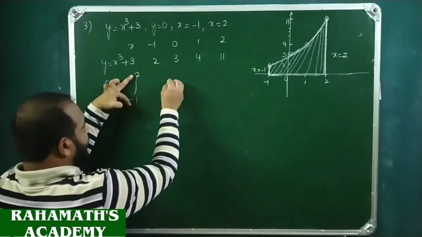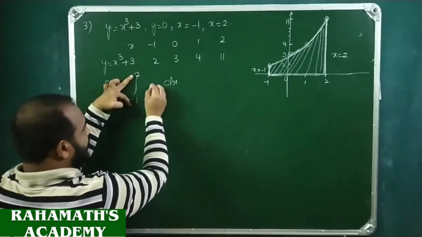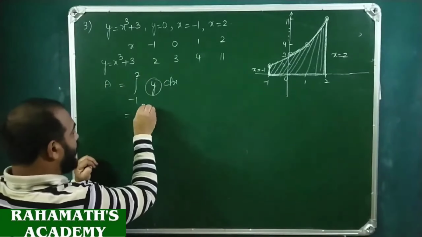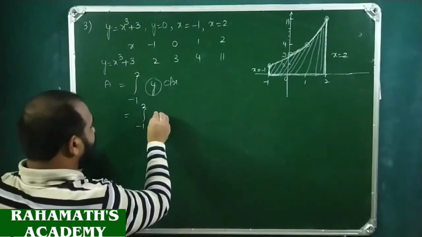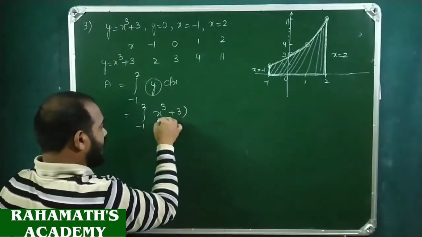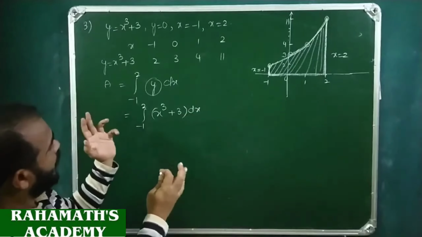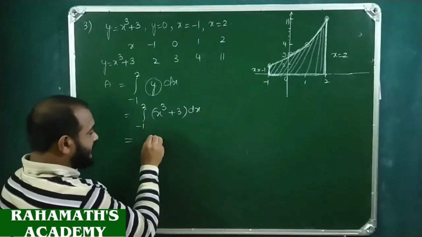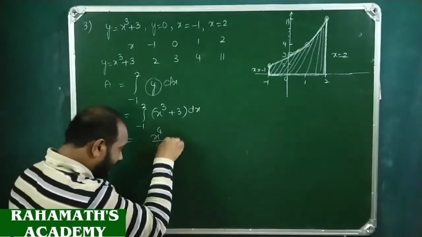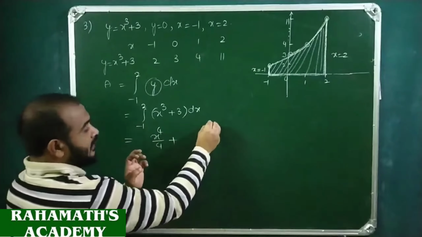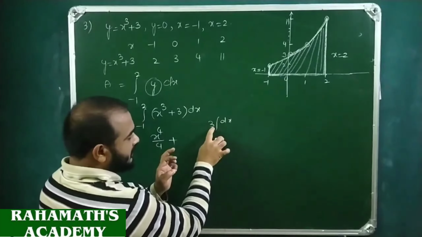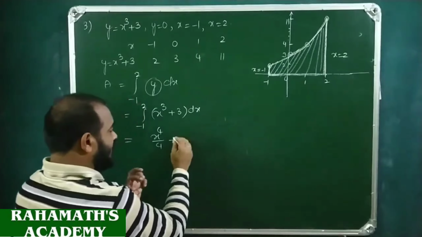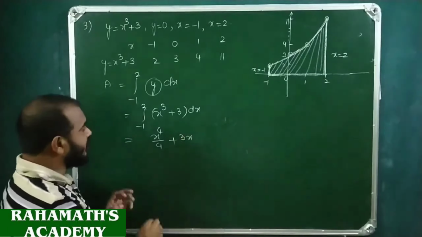If these are the limits of x, dx I will get. If this is dx, it is y dx. y is anyway a function of x only. So this is from minus 1 to 2, and y is x cube plus 3, dx. Now we know how to integrate this. Integral x cube dx is x power 4 by 4, plus integral 3 dx is 3 times integral dx, that means 3 into 1 dx. Integral 1 dx is x, so this is 3x. The process of integration is over.